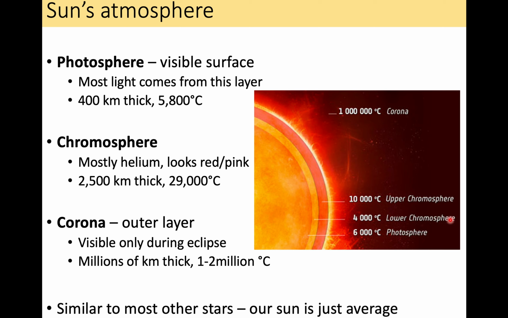So the sun's atmosphere, we have our photosphere at the surface, and then we have our pink chromosphere, and then we have the very thick corona. The sun is very, very similar to almost all other stars. It is very, very average in terms of a star.